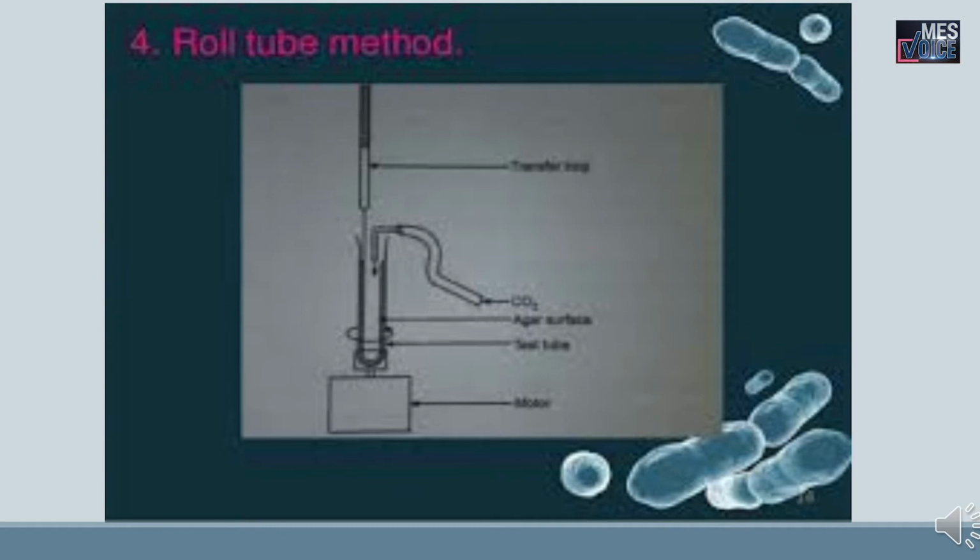Here you can see the tube which is kept on a shaker or a motor. When the motor is supplied with electric current, it rotates, and along with the rotation of the motor, the tube also gets rotated. When we keep the inoculating loop at the bottom of the tube and draw the loop upwards, we can streak onto the surface of the medium. Along with that, you can see a carbon dioxide generator at the side, so that we can get complete anaerobic conditions in the roll tube method.